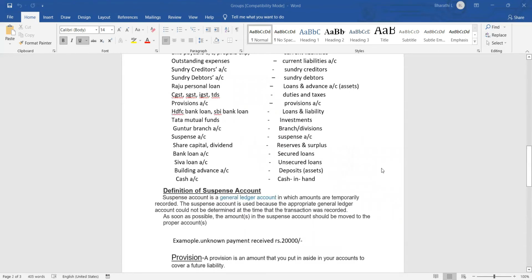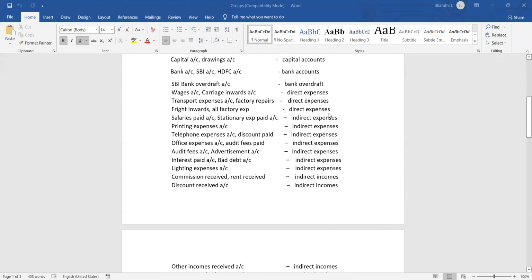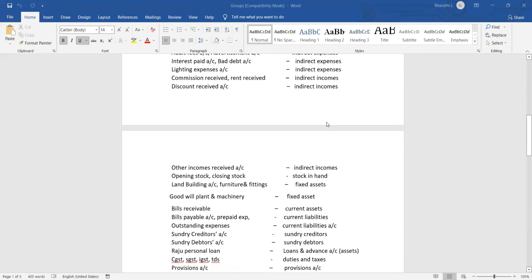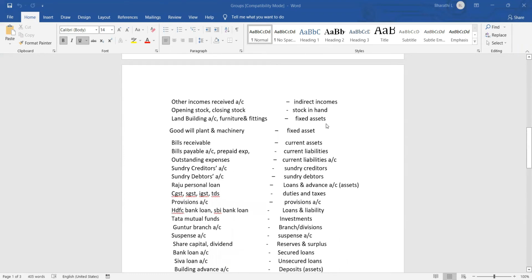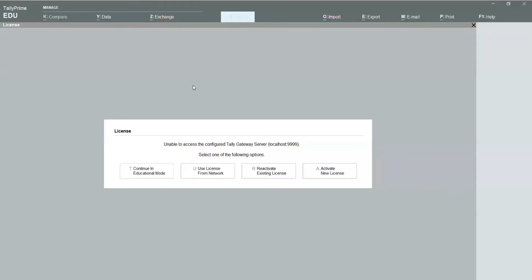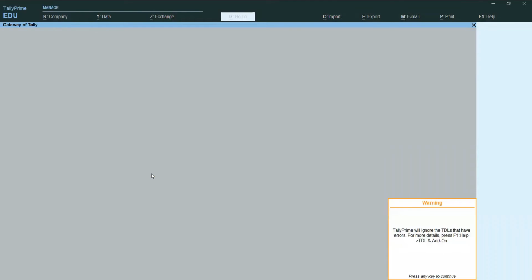Groups are balance sheet groups, like direct expenses, indirect expenses, purchase account, capital account, fixed assets, current liabilities, loans and advances. These are all actually called groups. Now in Tally, we need not create groups. By default, we have predefined groups.